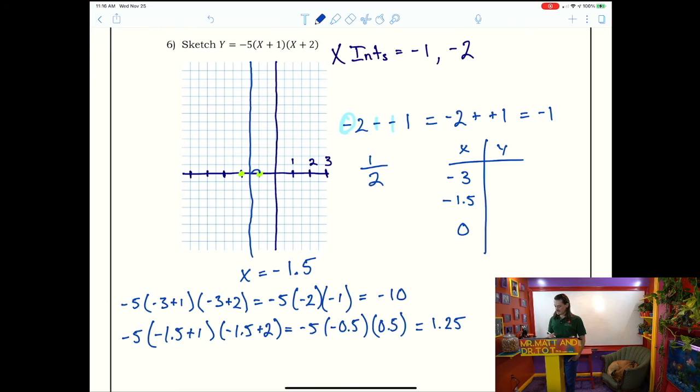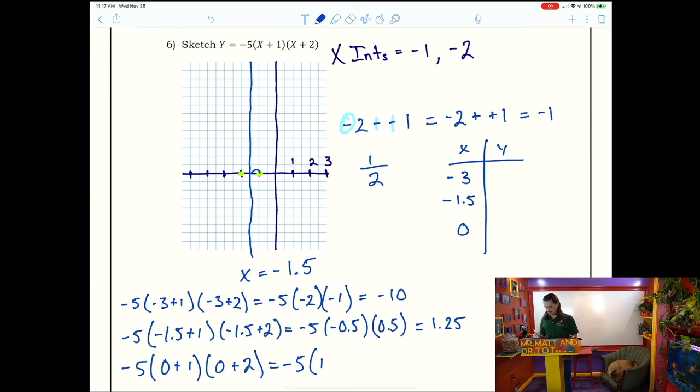And then evaluating at x is equal to 0, we're going to have -5 times 0 plus 1 times 0 plus 2. So that's going to be -5 times 1 plus 2. That's going to give us a -10. So at x is equal to -3, we're at -10. X is equal to -1.5, we're at 1.25. And when x is equal to 0, y is equal to -10.